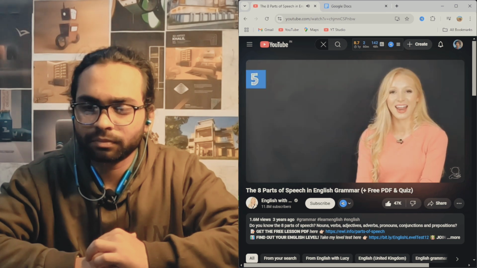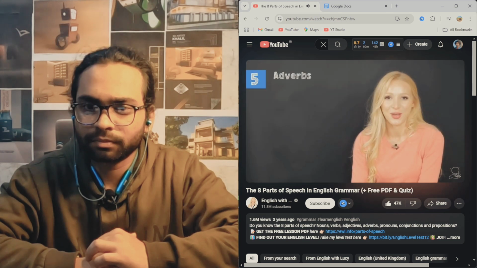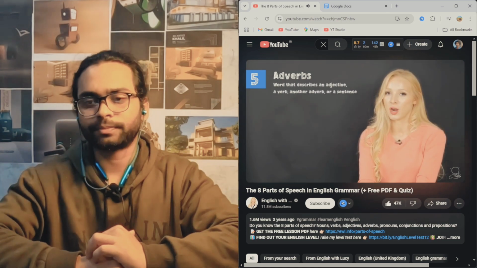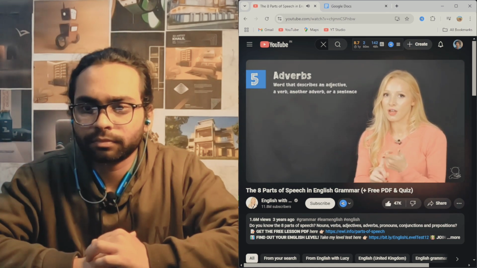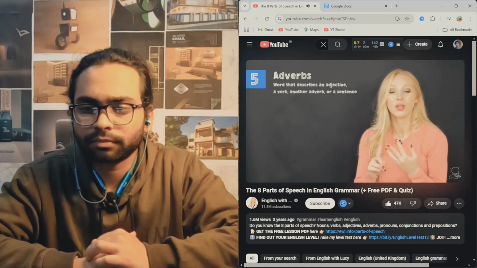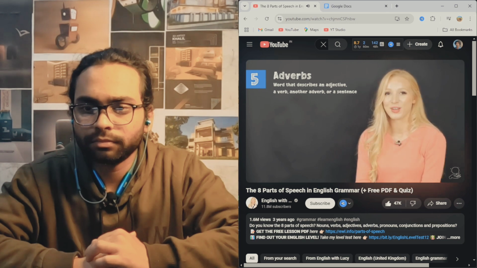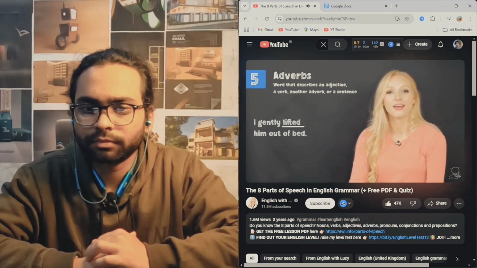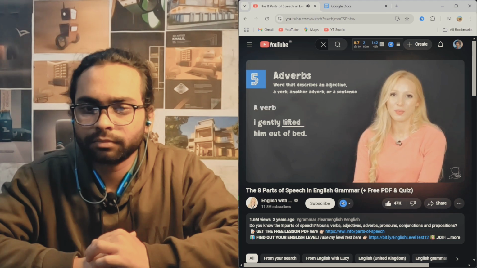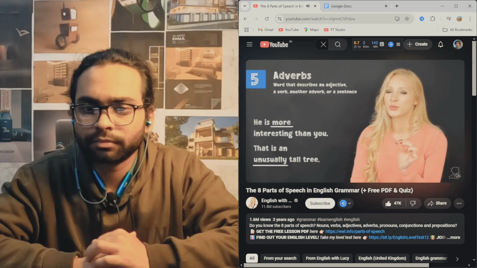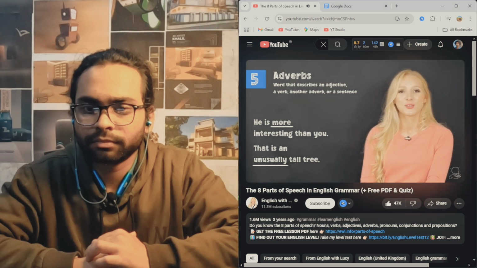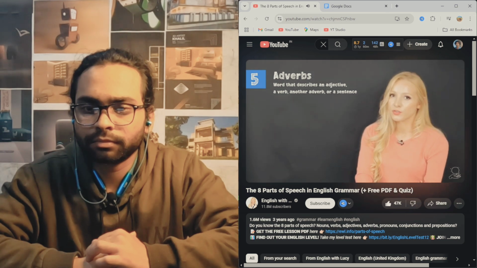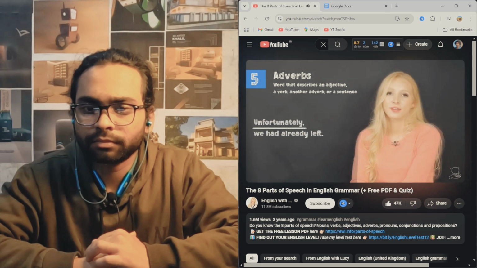Right, number 5, let's talk about adverbs. An adverb is a word that describes an adjective, a verb, another adverb, or even a sentence. Have a look at these examples. I gently lifted him out of bed. Here, the adverb is describing the verb. He is more interesting than you. That is an unusually tall tree. There, the adverb is describing the adjective. Unfortunately, we had already left.